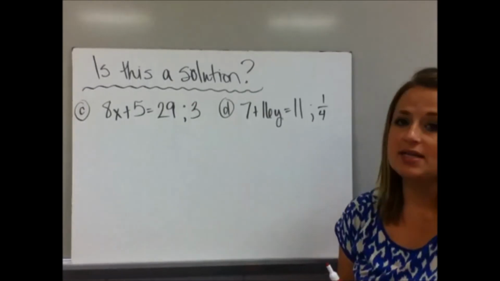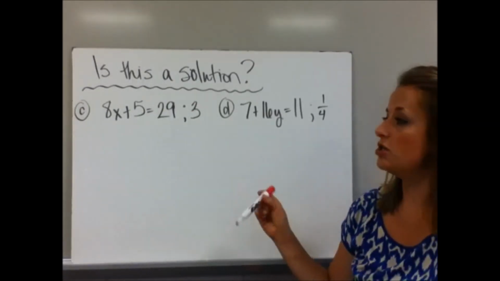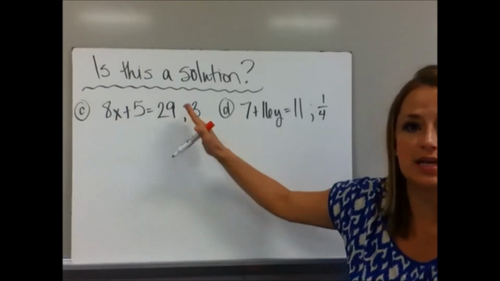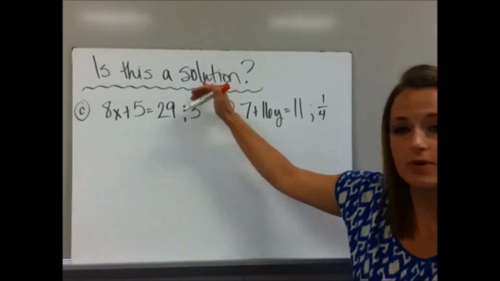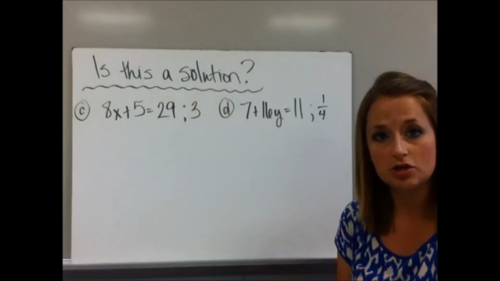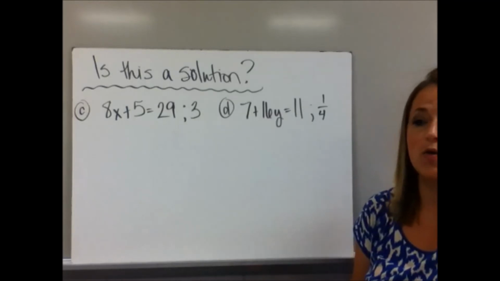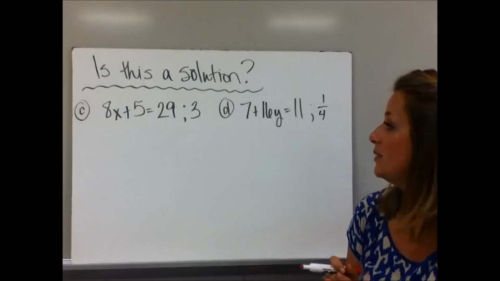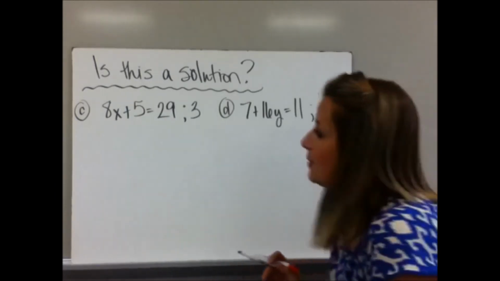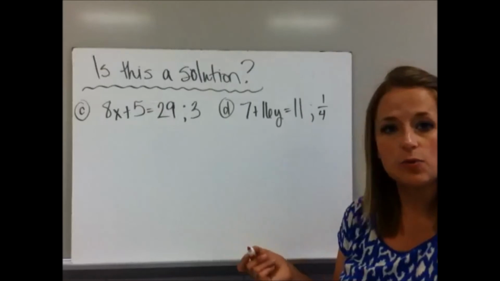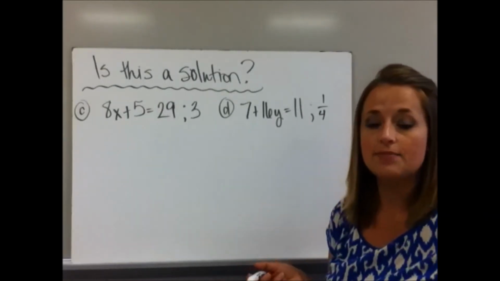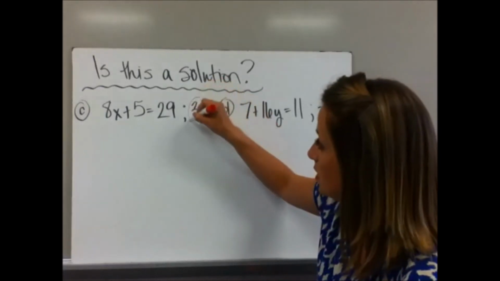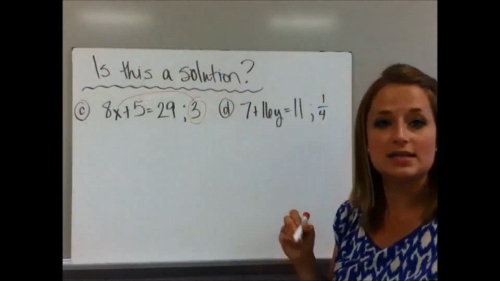Now on these, we're going to be looking to see, are these numbers a solution to the equation? In practice C, 8x plus 5 equals 29, and then that semicolon means, is that true for 3? Is 3 a solution? Remember, the definition of a solution is the value of the variable that makes the equation true. Think about the last slide of a true equation, both sides being equal. So to check, and this is what you will do whenever you're solving equations next chapter, you get a value that you think x is equal to, and you substitute it back in. So we're going to take 3, put it in for x, and see if this works.